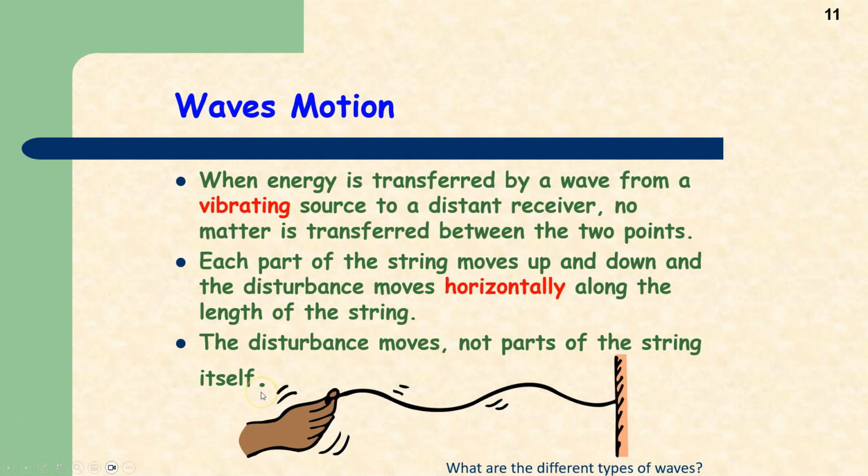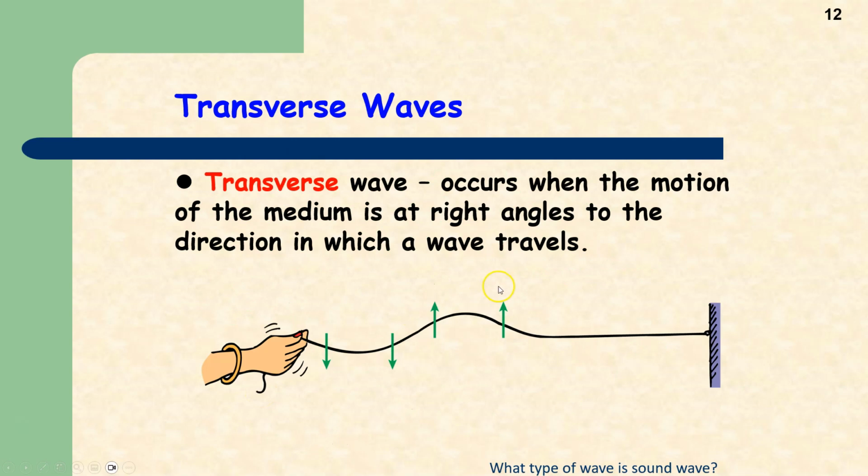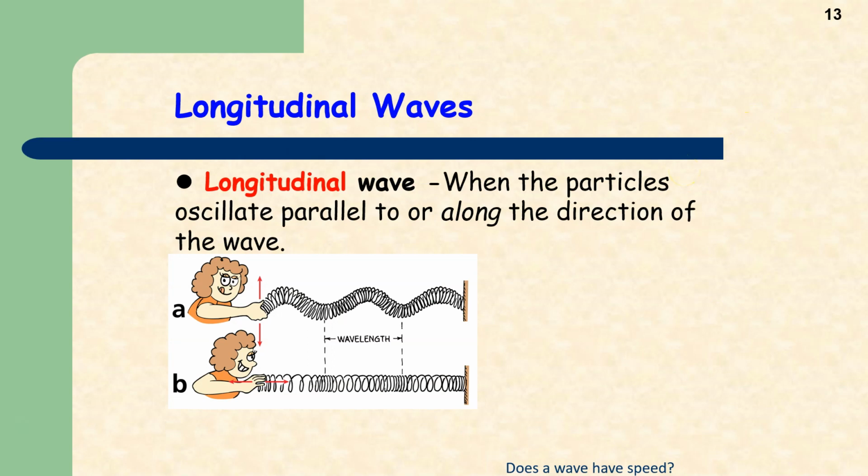So what different types of waves are there? Well, there's transverse waves. This just occurs when the motion of the medium is at right angles to the direction in which the wave travels. This is the one that we saw in the laboratory. And then, of course, there is longitudinal. A longitudinal wave is whenever the particles oscillate parallel. This is kind of like pushing on a spring back and forth, and you'll see pulses of the spring go through. So that's a longitudinal wave. This is like sound waves as well.